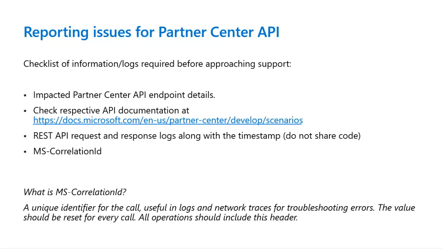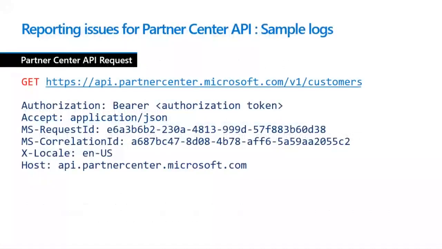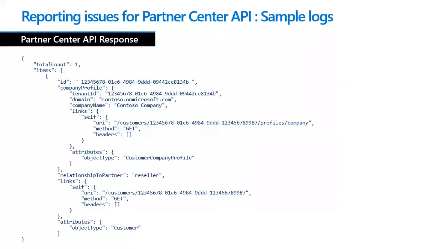Please enable logging on your side so that you will be able to capture the Partner Center API calls consumed along with the correlation ID. Availability of the right logs and sharing those with the support team will help in reducing the time taken during investigation. Here's a quick view on how the Partner Center API request looks like. Over here, we have a sample Partner Center API response, and how it looks like.